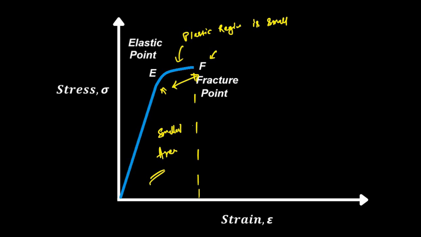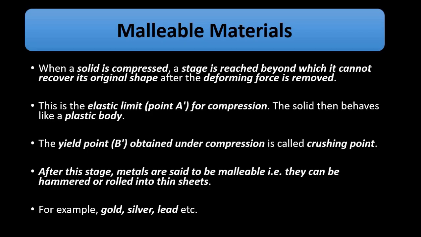Now malleable materials, malleability. Malleability is basically the ability of materials to be beaten down into thin sheets. Ductility is the ability to be drawn into thin wires. When a solid is compressed, the volumetric stress and strain, and the bulk modulus of elasticity, come into play.